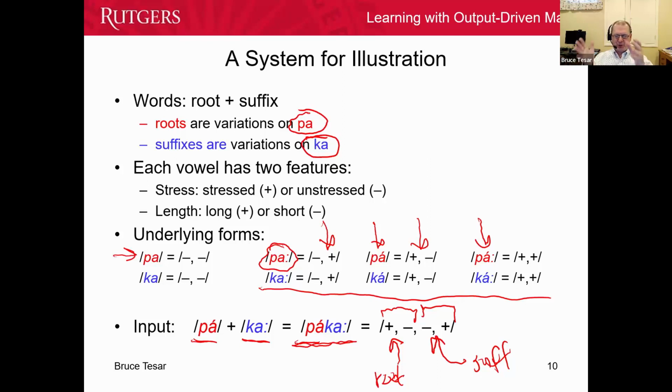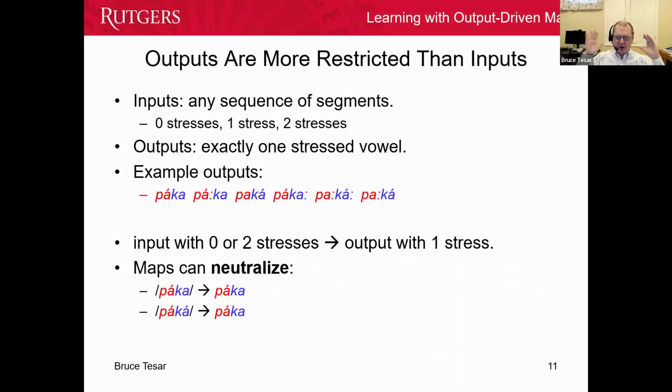Okay, so that's what determines an input. And we get the output, how the word is actually pronounced, by feeding that input into the phonological map. Now, part of the structural properties of our system are that outputs are more restricted than inputs. Inputs are sort of combinatorially determined. You can have any sequence of vowels you want, which means for an input with two vowels, there could be zero stresses in the input. One of the two vowels could be stressed, or both vowels could be stressed.